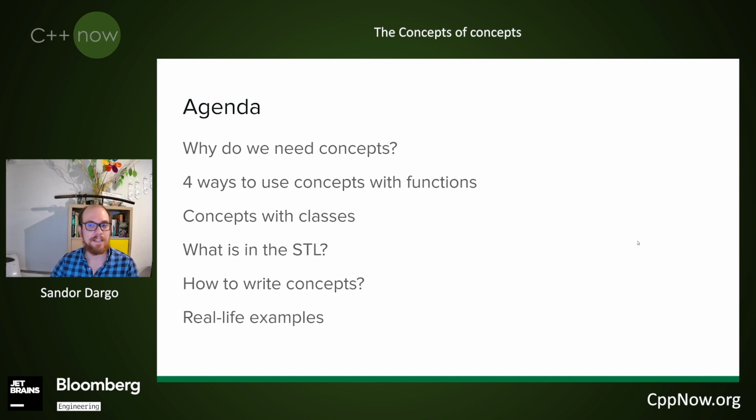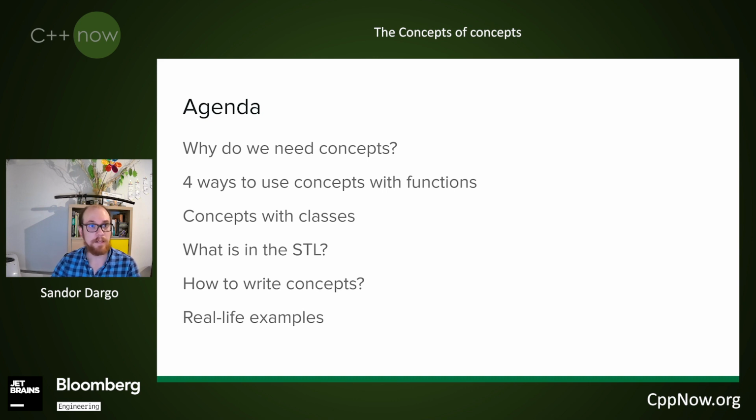So let's have a look at the agenda. What are we going to talk about today? First, we are going to cover why we need concepts in the first place. Then we're going to see 4 different ways to use concepts with functions. This part is mostly about the syntax. After, we are going to see how to use concepts with class templates, and after, we'll see what we already get with the standard library of C++20. And then, I think, the longest part: we'll see how to write our own concepts, and we will finish with some real-life examples of how concepts can ease our life, how concepts can make our applications more maintainable, better documented.